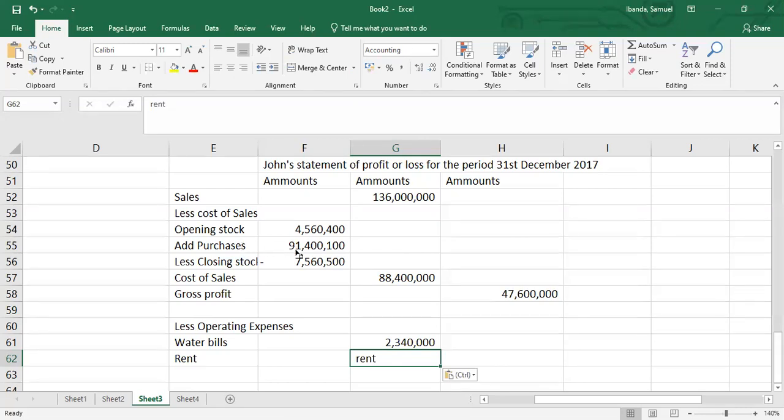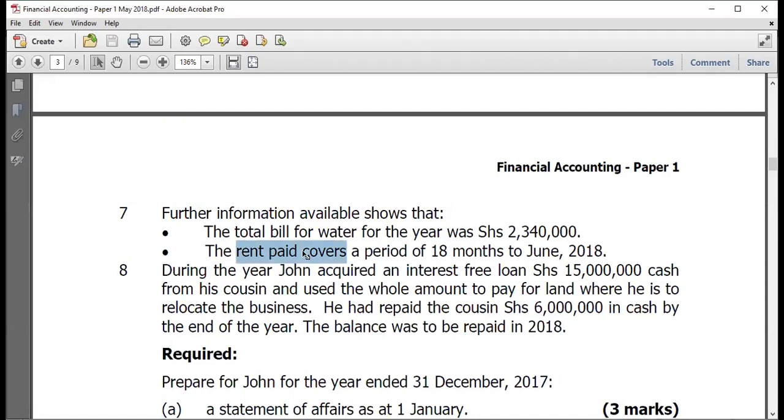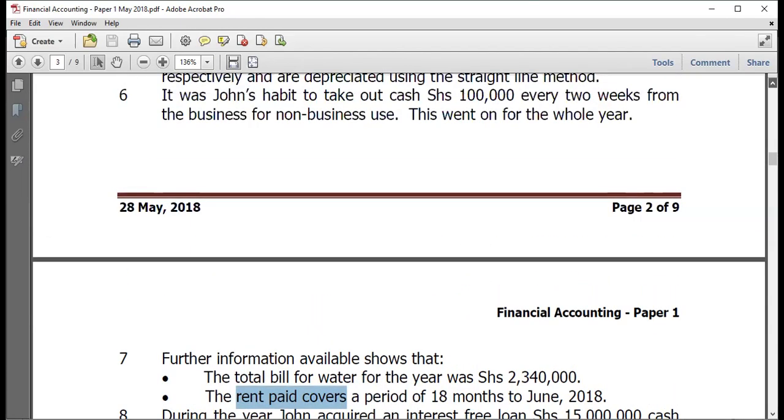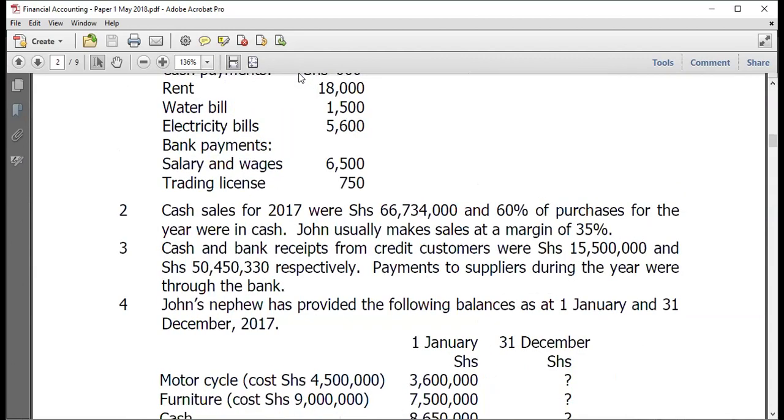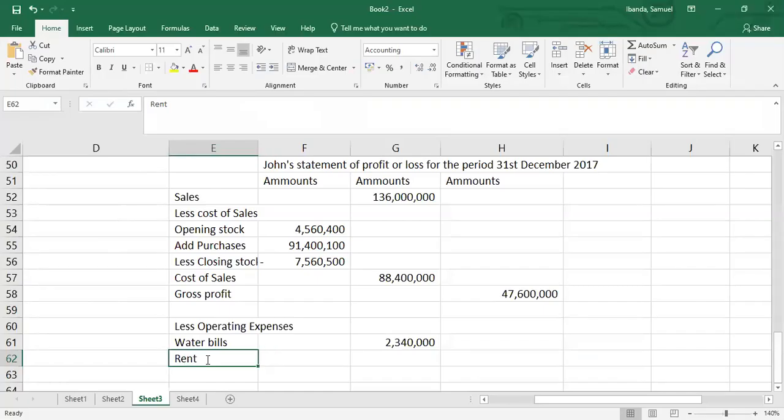They're telling me that the rent paid covers 18 months. Okay, let me start with calculating rent. Remember, rent has been given to me. The overall payment is 18 million. So I should get the portion that relates to the year. So what I'll just do right here, I can just do in the bracket here. For me to get the rent for the year would be basically what I paid, the whole 18 million. Let me just try to confirm if there's a degree of precision here. These figures are in 1,000, so it is 18 million basically. So I'll do 18 million.